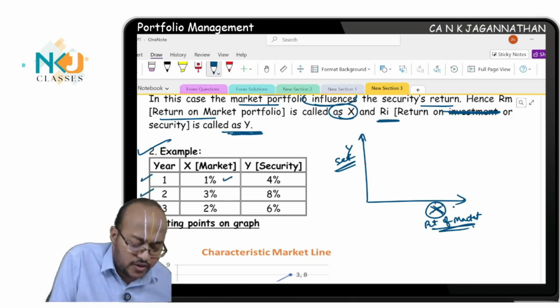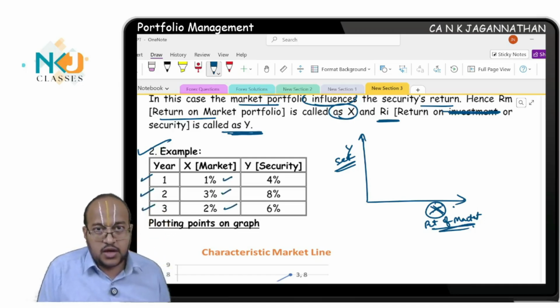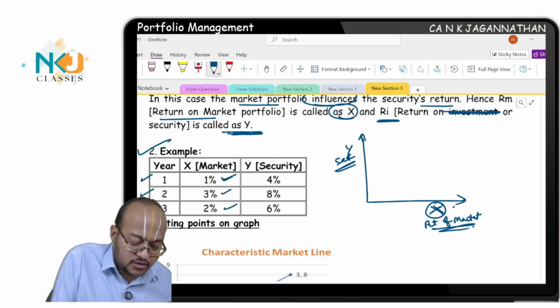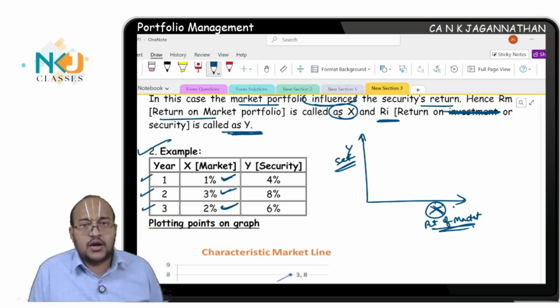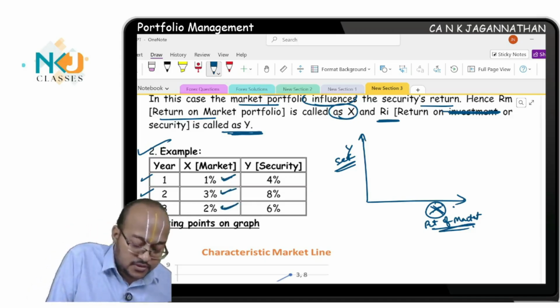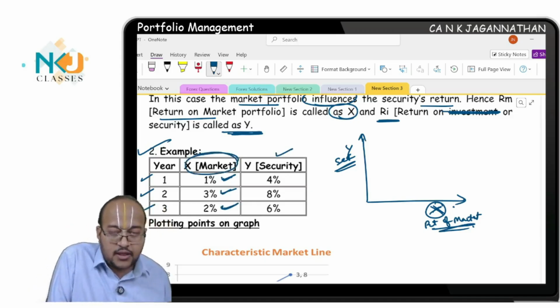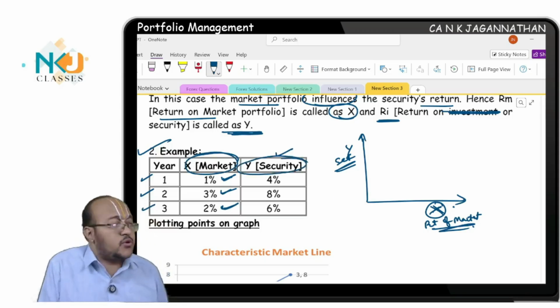The market is giving a return of 1%, 3% and 2%. Are you listening? First year, the market is giving a return of 1%. Second year, 3%. Third year, 2%. Are you listening? Now what happens? This is the influencing factor. Now what happens to the influenced factor? What happens to the security?